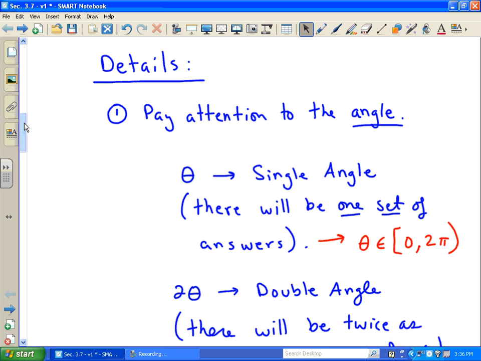There are some details that we want to pay close attention to. First of all, pay attention to the angle. What I mean there is the variable. In other words, if I have x in my equation as the variable, that x is representing the angle. Or in this case, if I have theta in the equation, the theta is representing the variable, which is the angle. If I have theta by itself, that's what we call a single angle. There's going to be one set of answers. In other words, my theta values are going to lie between 0 and 2 pi. I may be getting more than one answer for theta, but that's representing one set of solutions from 0 to 2 pi.